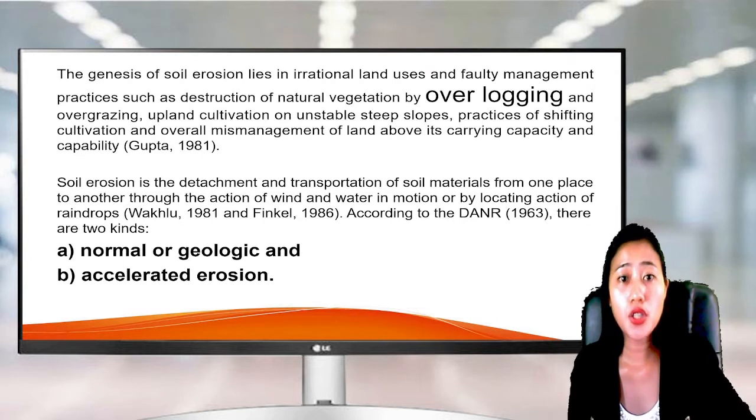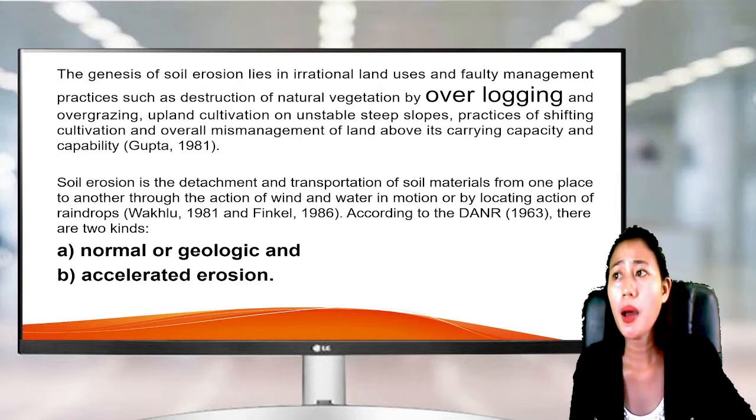The genesis of soil erosion lies in irrational land uses and faulty management practices such as destruction of natural vegetation by overlogging, overgrazing, upland cultivation on unstable slope, practices of shifting cultivation, overall mismanagement of land above its carrying capacity and capability according to Gupta in 1981.